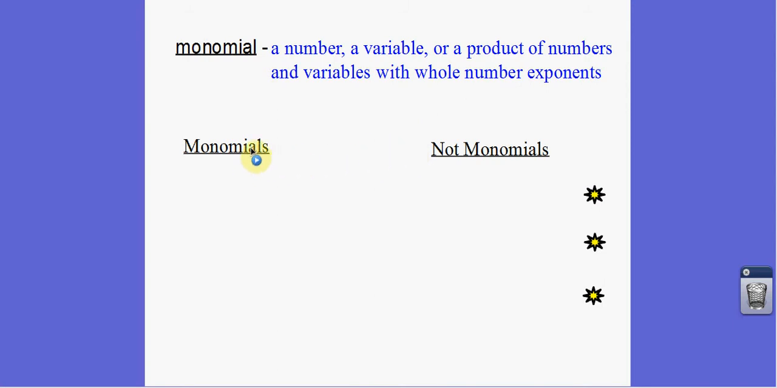Let's look at some examples here of monomials. The number 5, the letter x, negative 7 times x times y, or negative 7xy, that's a monomial. And 0.5 x to the fourth, or 5/10 times x to the fourth. Those are all monomials. Now let's look at some examples of terms that are not monomials.